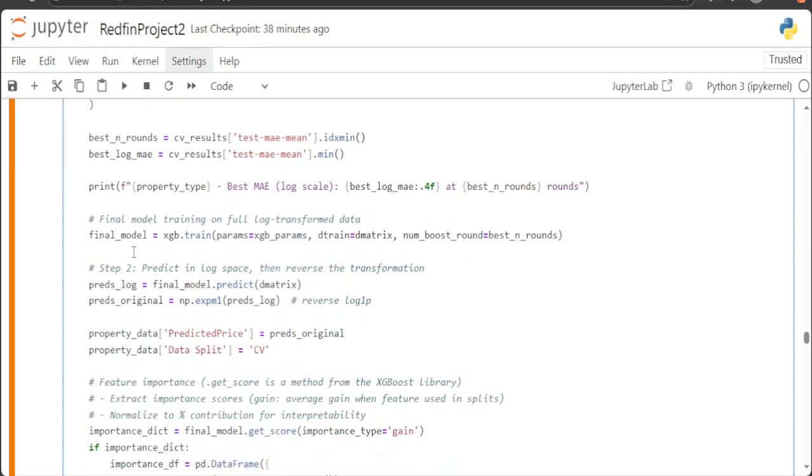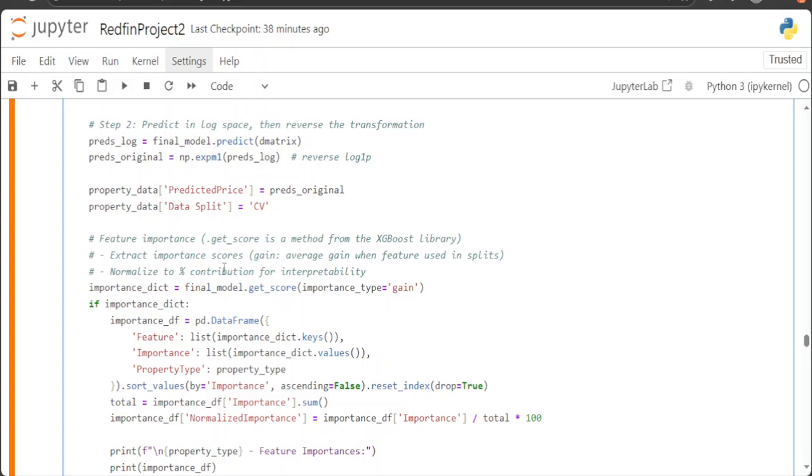And then you can see here the final model training on the full log transformed data with our xgboost.train method and these parameters. And then we transform it from log space and reverse it back to the actual dollar amount.